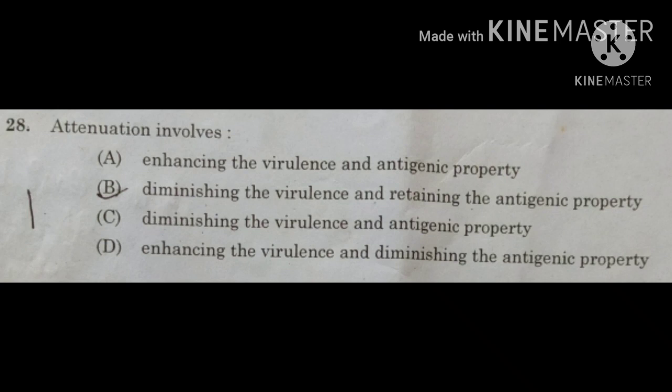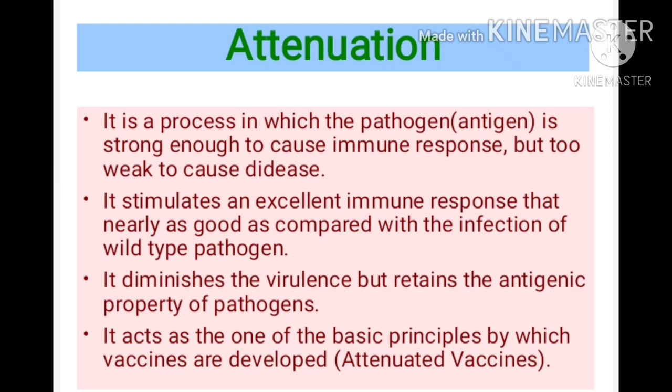The next question is, attenuation involves: A, enhancing the virulence and antigenic property; B, diminishing the virulence and retaining the antigenic property; C, diminishing the virulence and antigenic property; D, enhancing the virulence and diminishing the antigenic property. Let us understand the term attenuation in brief. Attenuation is a term which is related to immunology.